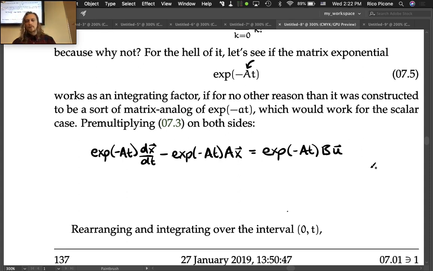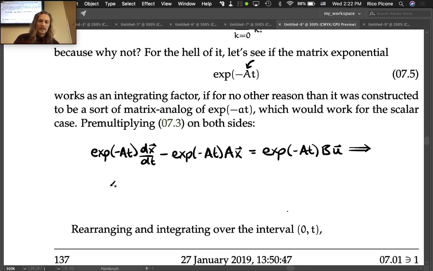Cool. So we're going to do this step where we recognize that this left-hand side has two terms that are from a product rule application of the derivative, the time derivative.